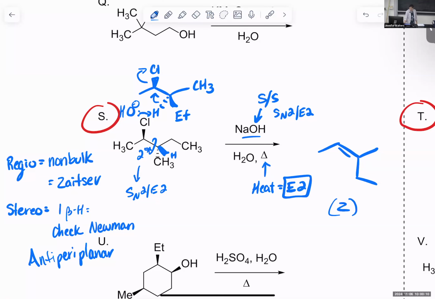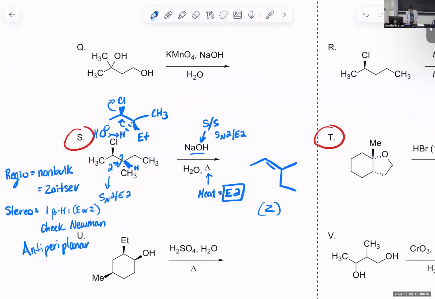Because remember, E2 could do E or Z. It prefers E if it has a choice. But if it doesn't have a choice, it's got to do antiperiplanar, right? So one beta hydrogen means that it could be E or Z. We had to check the Newman to know. If there are multiple beta hydrogens, make the most stable alkene. If it gets a choice, always make the most stable alkene. Get the big groups as far apart as possible. All right, any questions about S?